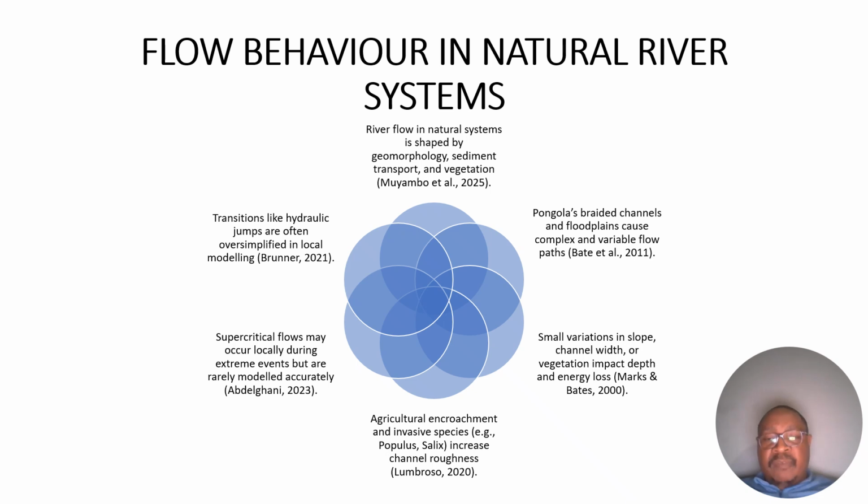Small variations in slope and catchment width, or vegetation, impact depth and energy loss, as do agricultural encroachment and invasive species. Supercritical flows may occur locally during extreme events, and transitions like the hydraulic jump are often oversimplified in local modeling.